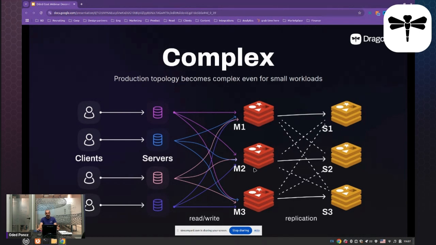To recap, memory is expensive. Redis is not memory optimized. It's not CPU optimized. And it adds complexity to your production.